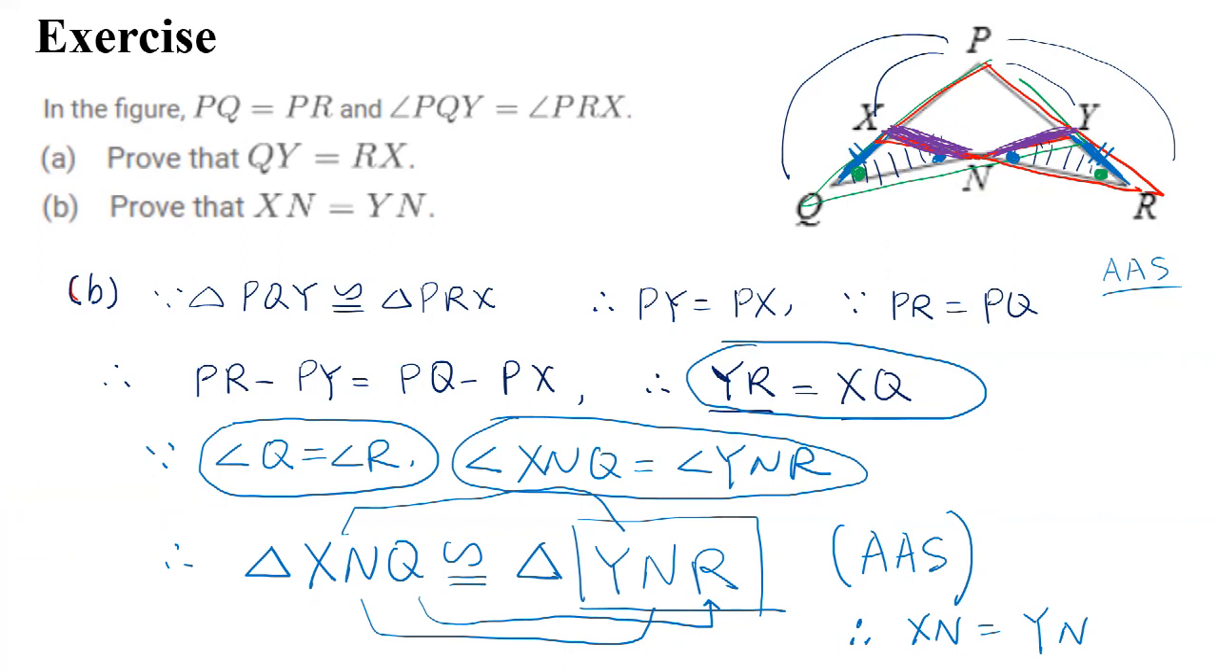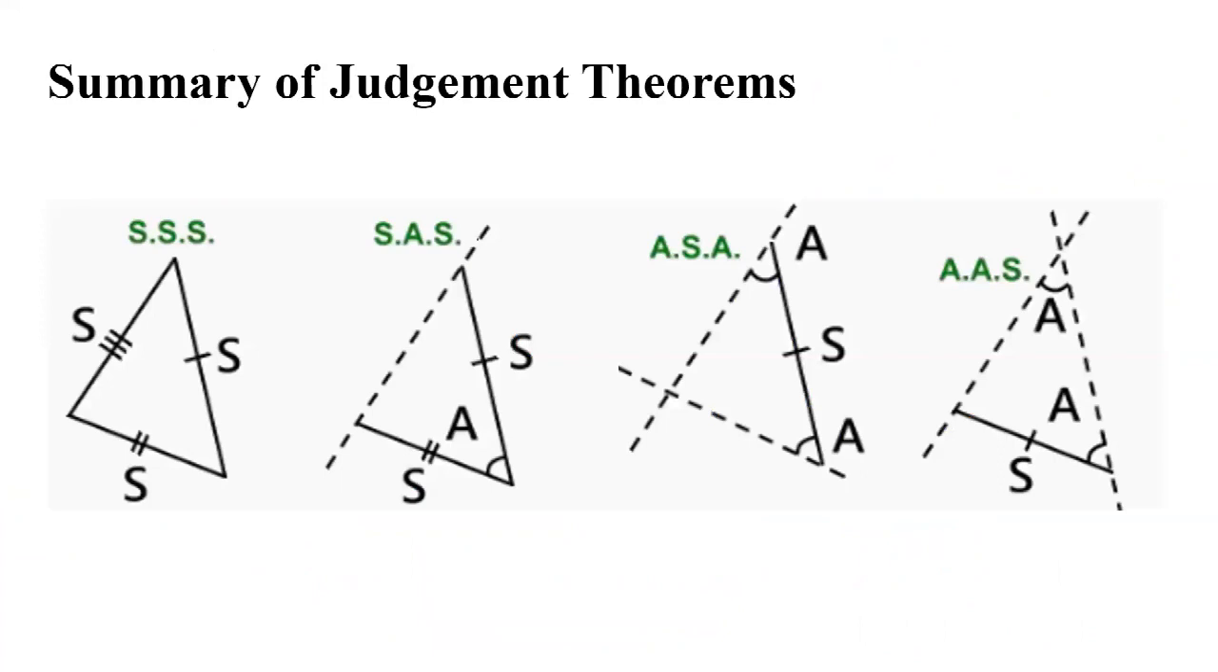All right, so let's make a brief summary of the judgment theorems. So far, we have learned four judgment theorems regarding congruent triangles, right? First one is called SSS. This means if each side of one triangle is congruent to the corresponding side of another triangle, then we can say that the triangles are congruent. Understand? For example, if we have another triangle, this side equals this side, and this side equals this side, then these two triangles are congruent, right?